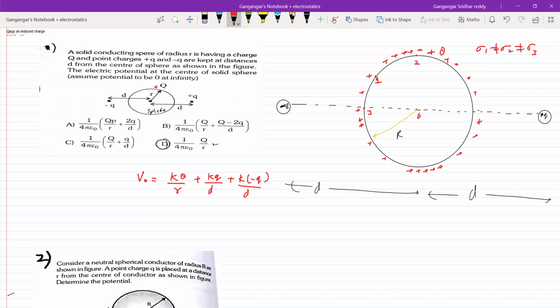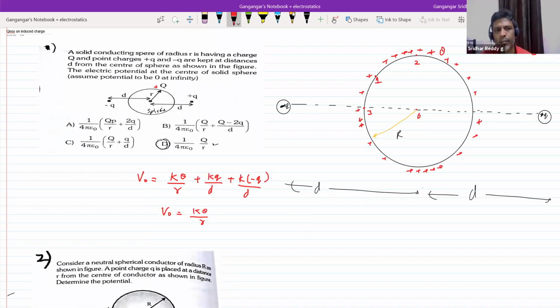Sir, why did the sphere attain positive charge, sir? Read the question. Having a charge Q, no? The sphere is having a charge Q. Fine. The sphere was given a charge plus Q. So this will be our answer.